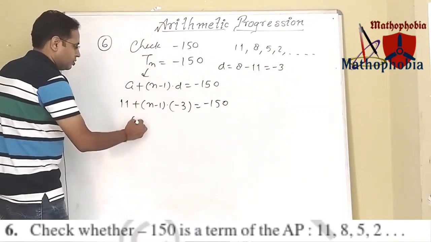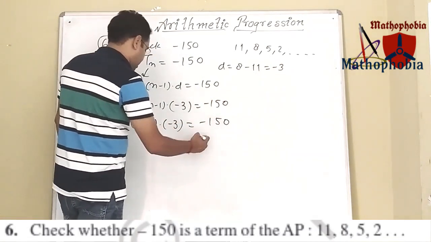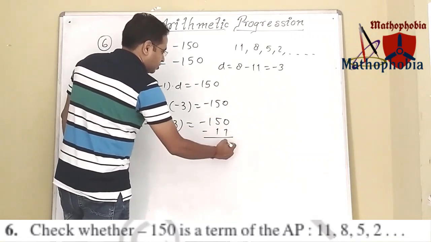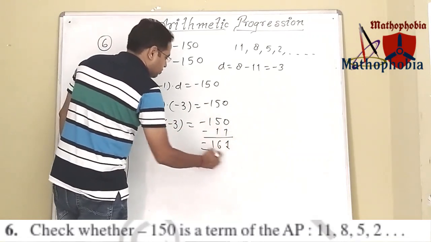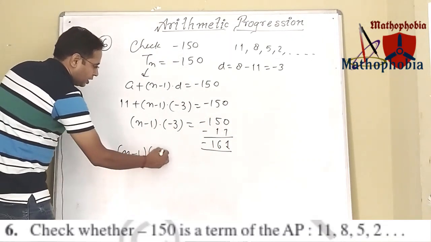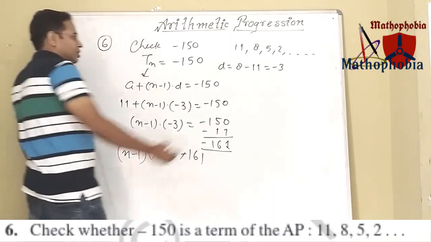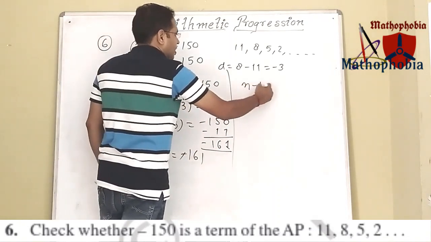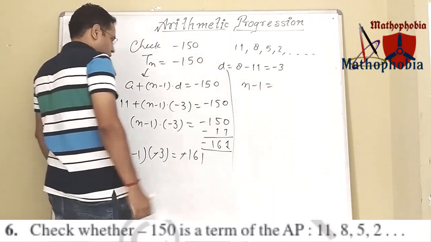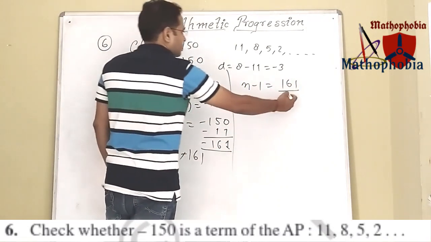इस 11 को उधर ले जाओ. n minus 1 into minus 3 equals minus 150, and minus 11 जुड़ेगा. You will get minus 161. So n minus 1 into minus 3 equals minus 161. Minus and minus cancel out. You will get n minus 1 equals 161 upon 3.